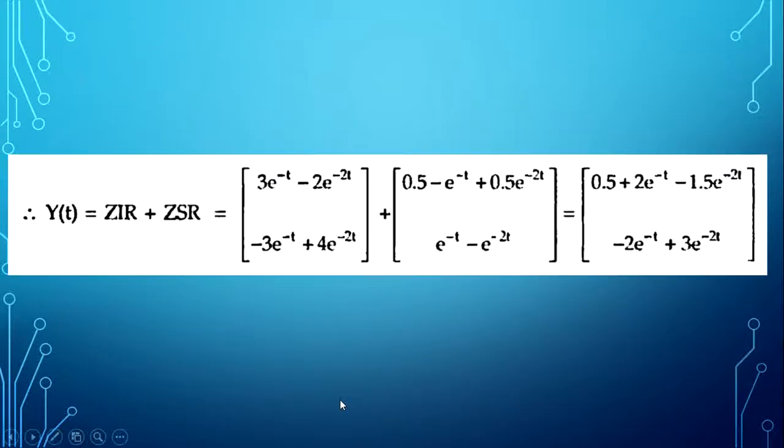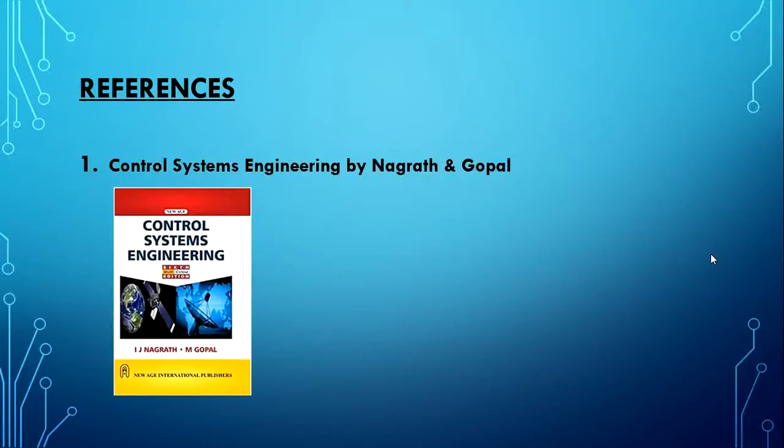Now the final solution equation will be ZIR plus ZSR. So write down both matrices, the ZIR matrix and the ZSR matrix, and add them. This is the final matrix. With this example, I'll complete the state variable topic. Thank you.